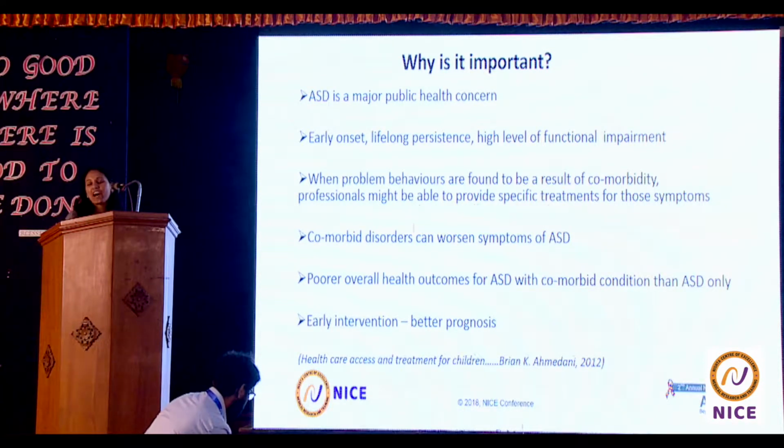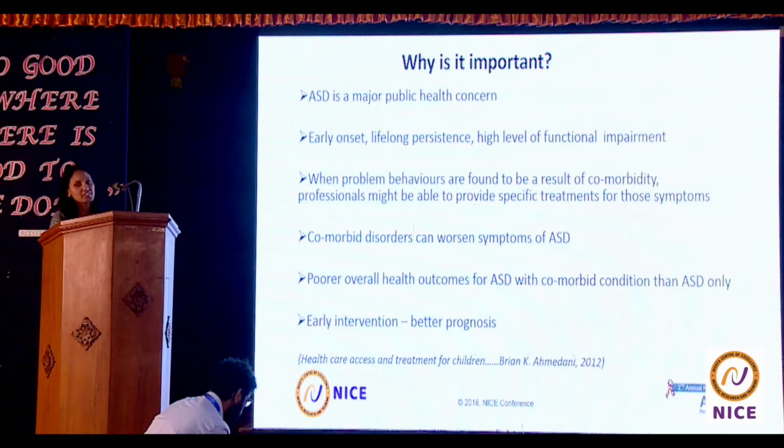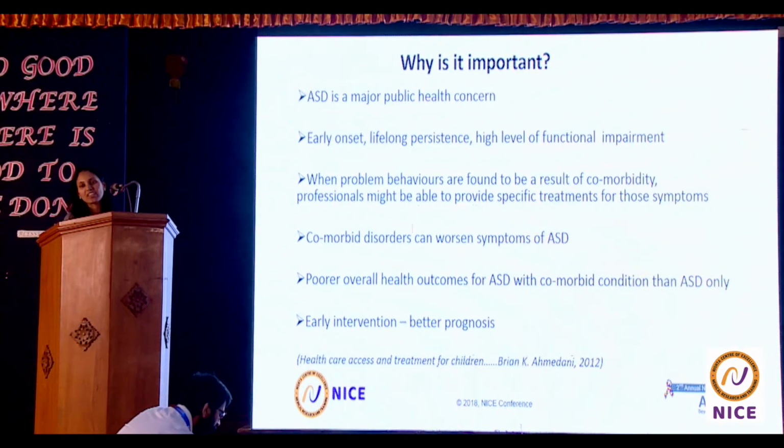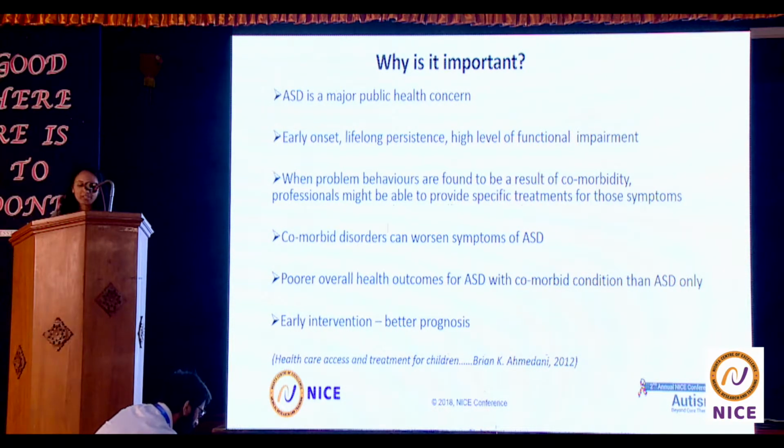Why is it important? Why do we have to worry about any comorbid conditions? We know that autism is a major public health concern due to early onset and lifelong persistency, and it causes a high level of functional impairment, not only to the child but to the whole family. So when behavioral difficulties related to a comorbid condition are identified, we can offer the specific treatment for that condition. For example, if you are going for any surgery, they always check the blood sugar level, blood pressure, and cardiac rhythm to get a better outcome. Similarly, we need to identify and treat the comorbid conditions associated with ASD to get a better prognosis.